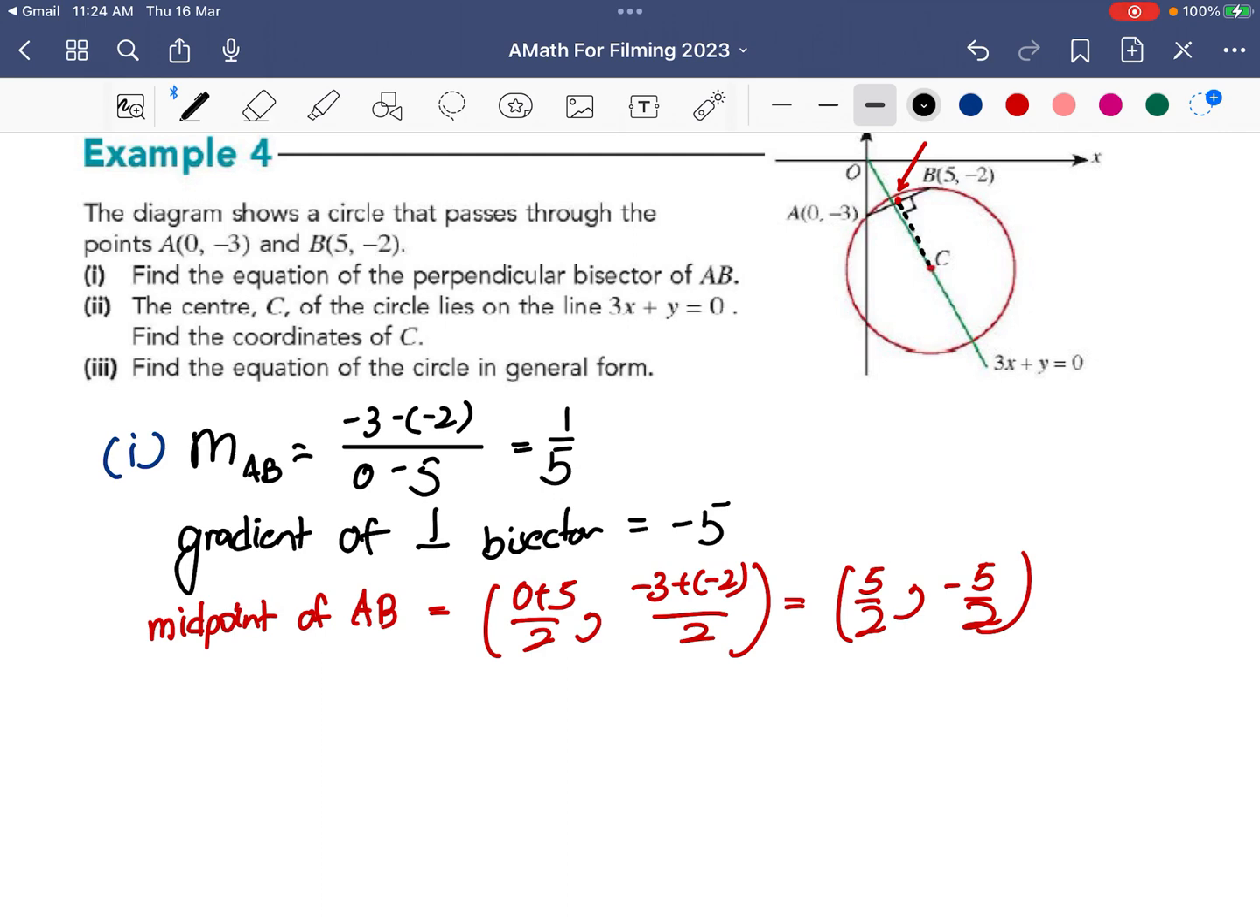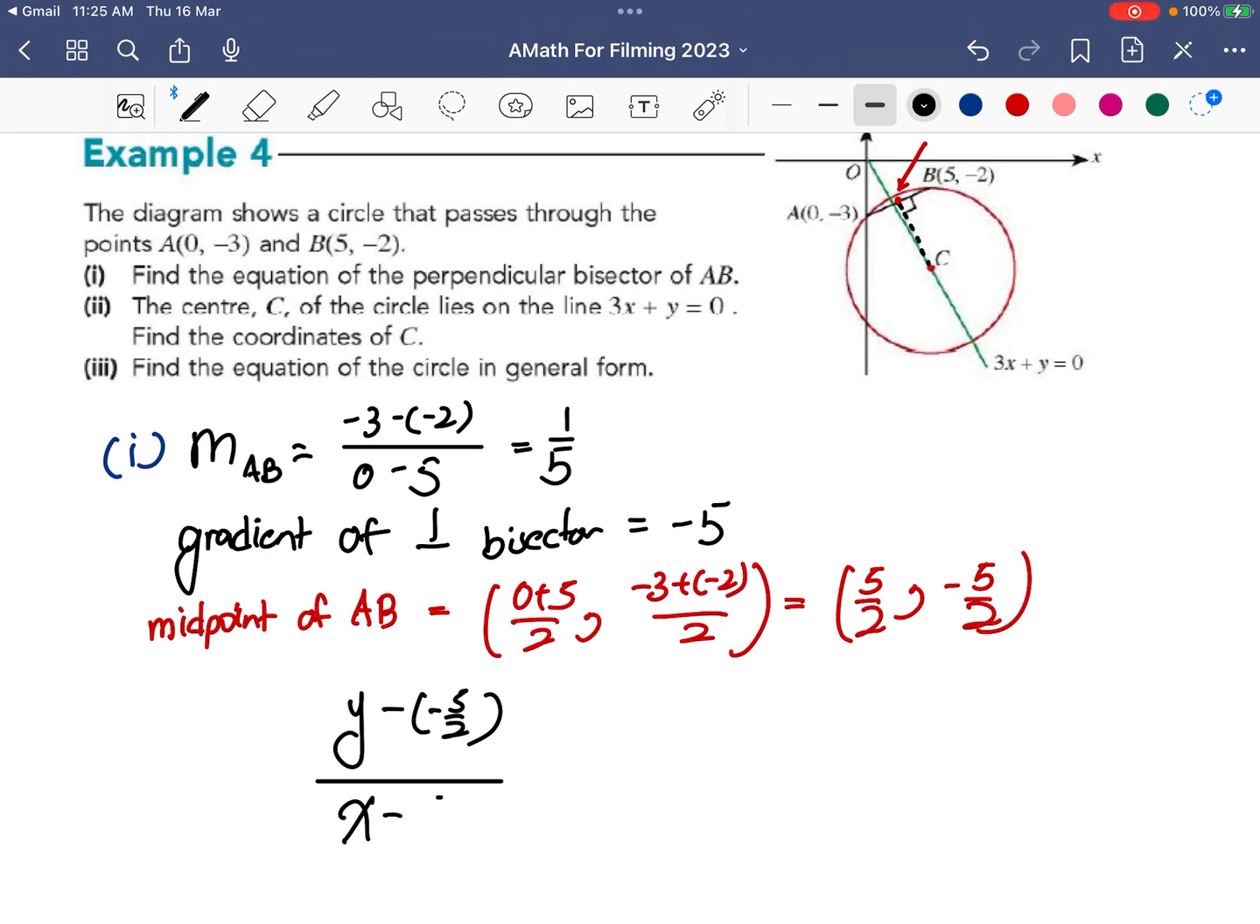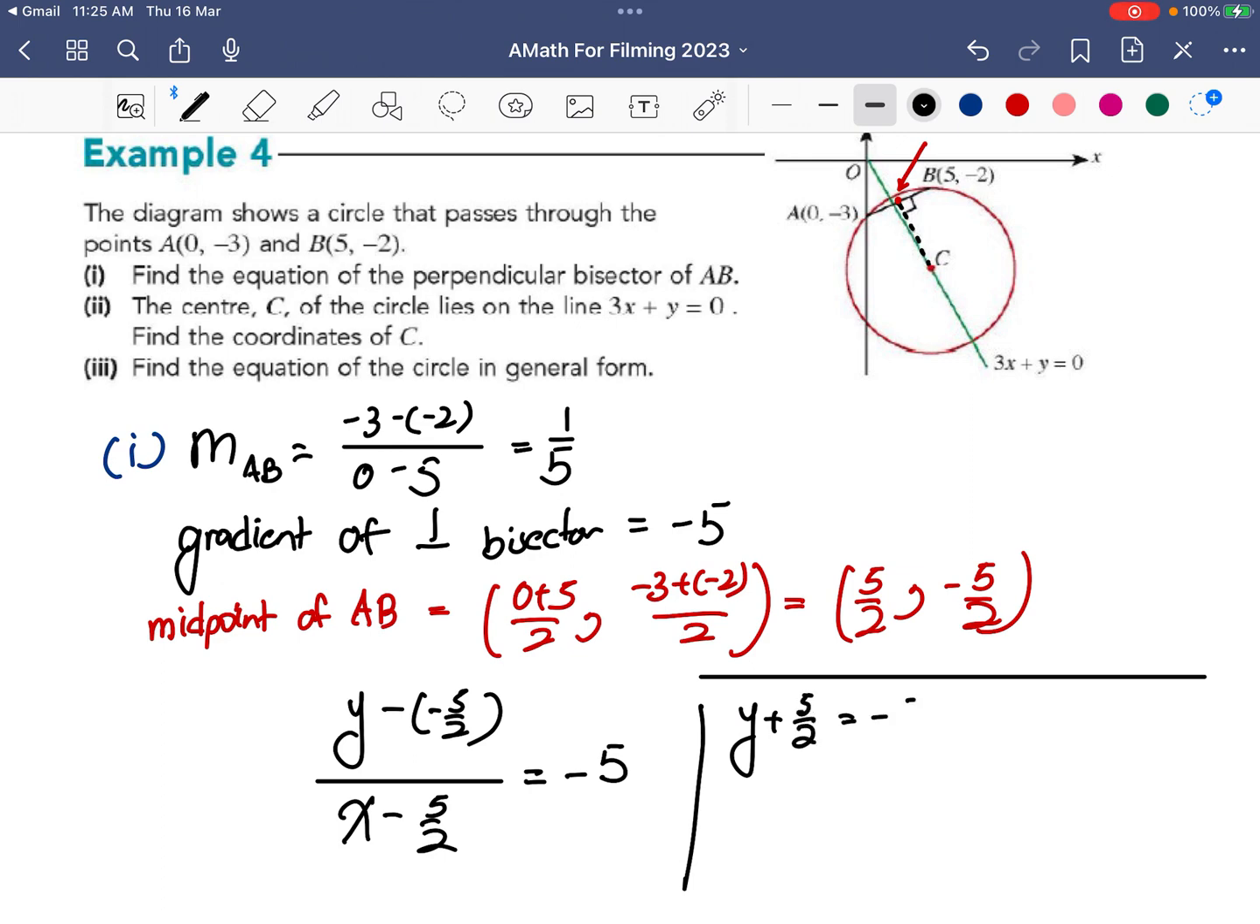So I will apply y minus y1, which I got from here, and then I use x minus x1, which is 5 over 2, this value I got from here, is equal to the gradient of the perpendicular bisector, and the gradient is -5. If I just simplify, I run out of space, but never mind. So I get y plus 5 over 2 equals -5x plus 25 over 2.